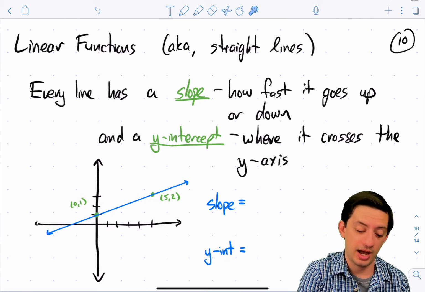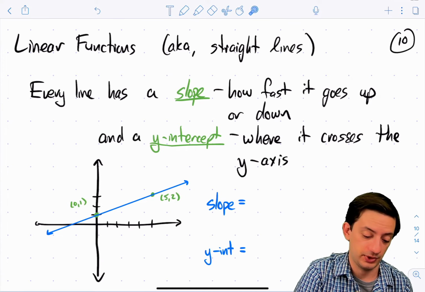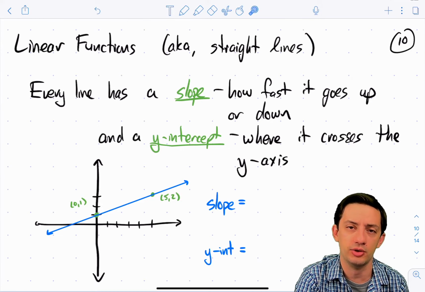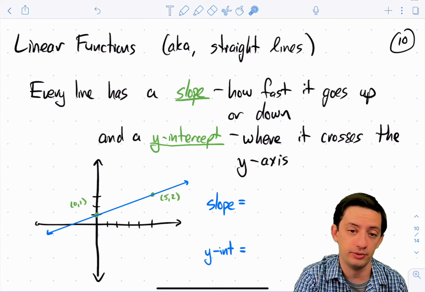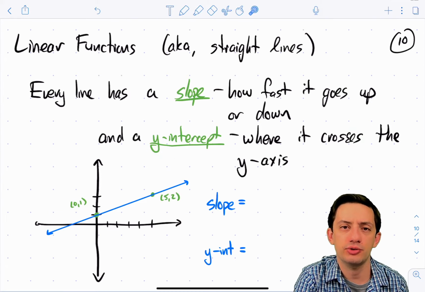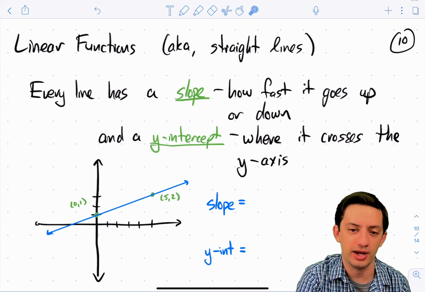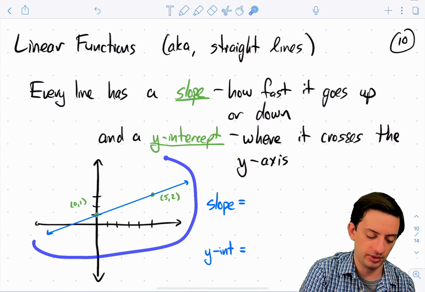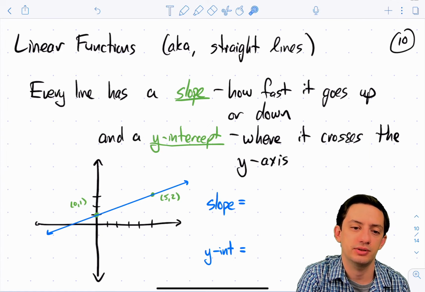Every line has two important things. It has a slope. The slope tells you how fast that line goes up or down, steep or shallow. And it also has a y-intercept, which tells you where the line crosses the y-axis. So looking at this example, here's an example of a line. I drew 2 points, 0, 1, and 5, 2, and then I connected them with a line.